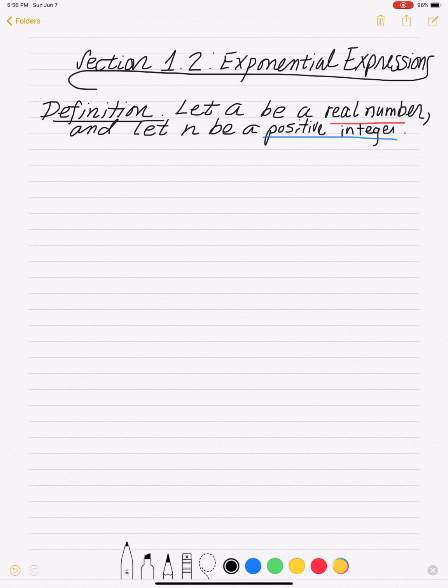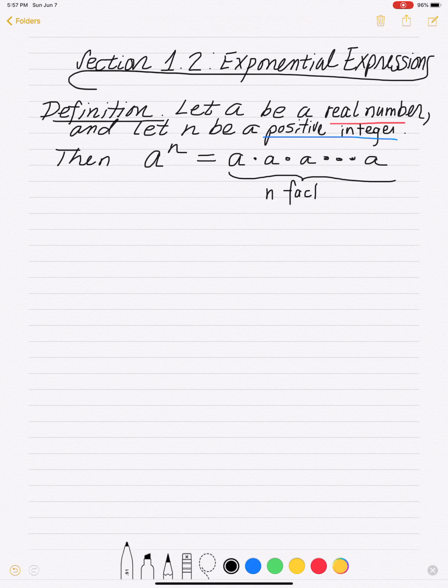Then we want to define what a to the n power means. What does a to the n power mean? Here we're defining an exponentiation, a to the n power. That is literally a times a times a, a bunch of times. The question is, how many factors of a do you have there? You have n factors of a.